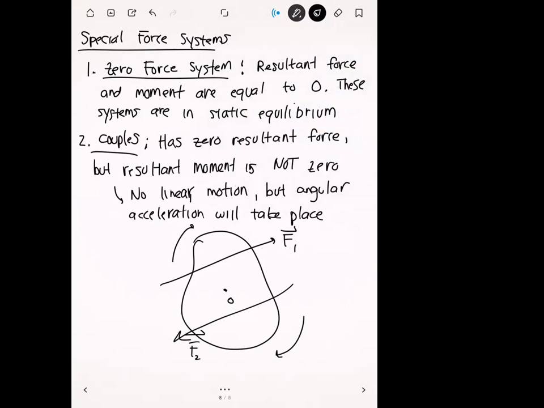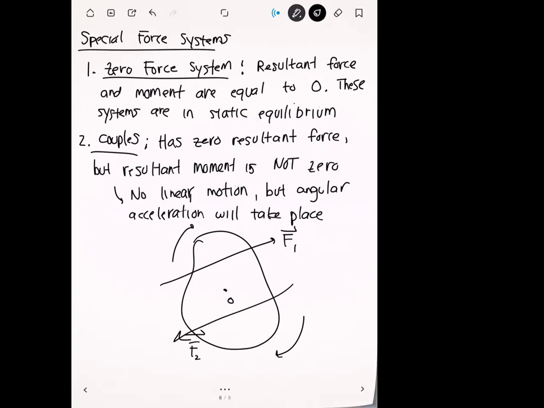Right. And so a lot of the motion of your limbs can be characterized as couples like this. If you think about moving your arm up and down, your arm is not traveling to the other side of the room, it's simply rotating. The reason it's rotating is because the force system there is a couple. So no net force, but there is a net moment on there. Okay, so any questions on this?